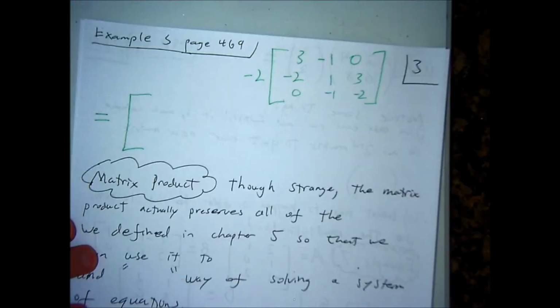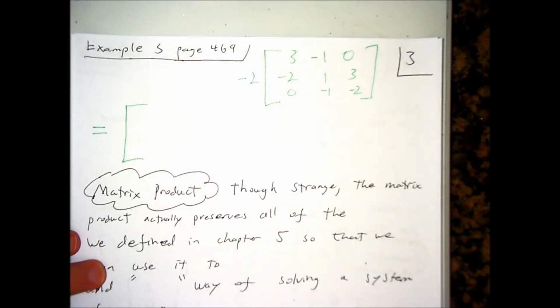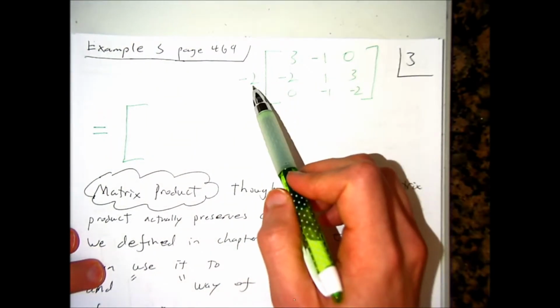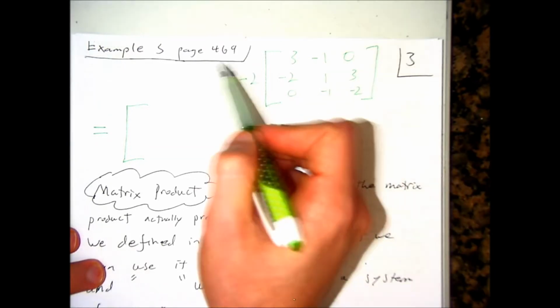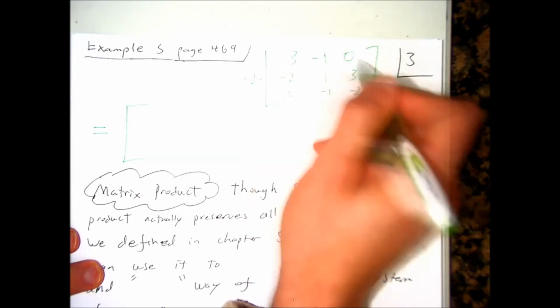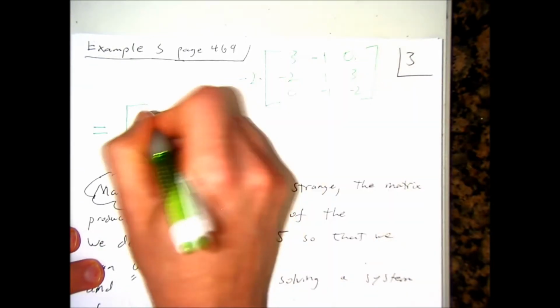Okay, how about I put this in the camera so you can actually see what I'm doing. Okay, so there's the matrix, and we want to multiply it by that number. Again, page 469. So all you do is you multiply every element in the matrix by that number, and you get your answer. So negative 2 times 3 is negative 6.